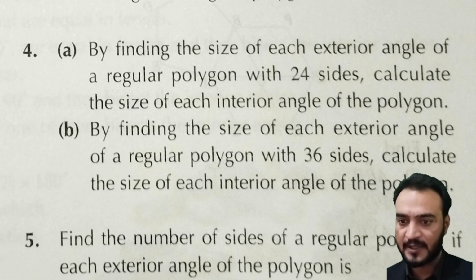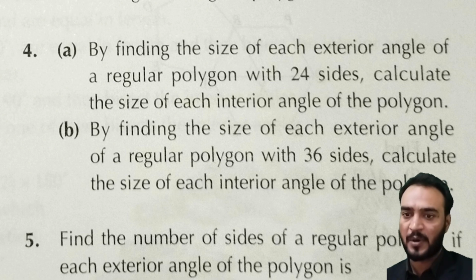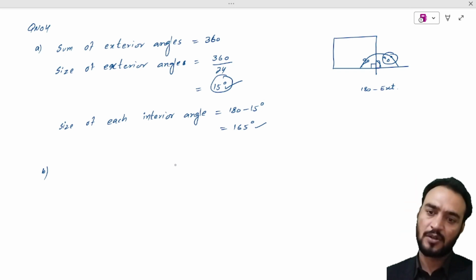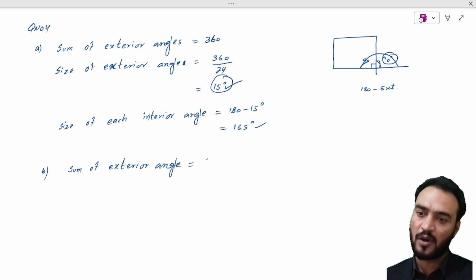Part B is: by finding the size of each exterior angle of a regular polygon with 36 sides, calculate the size of each interior angle. This is very similar to part A, but the polygon now has 36 sides. So the sum of exterior angles of any polygon is always equal to 360 degrees.